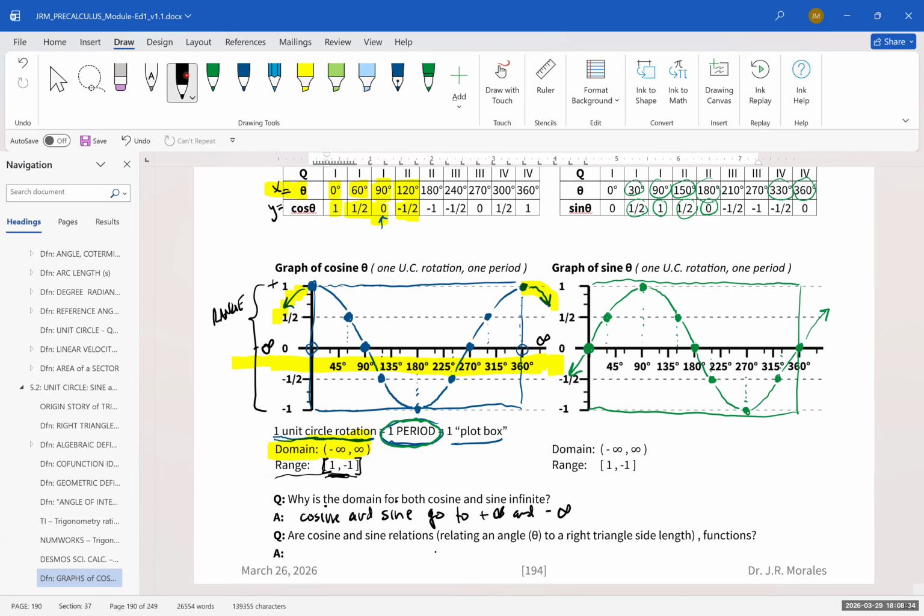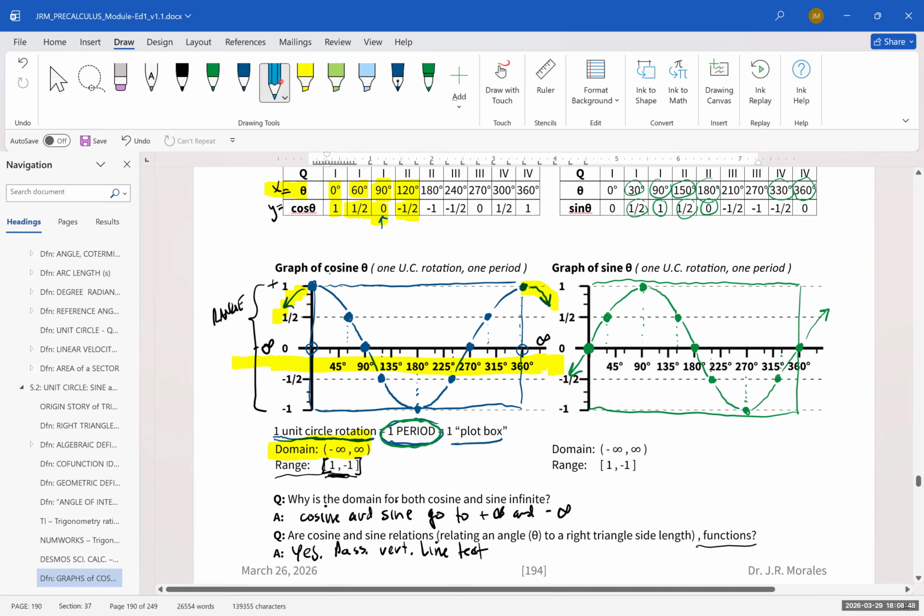And are cosine and sine relations or functions? So they're functions if they pass the vertical line test. And you can see as we draw vertical lines through the function, it intersects the function in only one spot. And so the vertical line test is just the test that you do to see if a relation is a function. Okay, and the same will be true of the sine function as well. So yes, they are both functions because they pass the vertical line test.